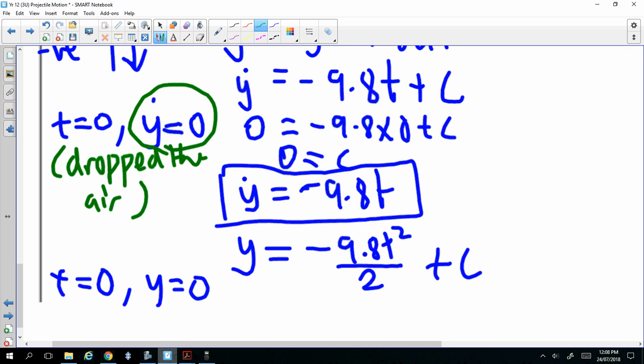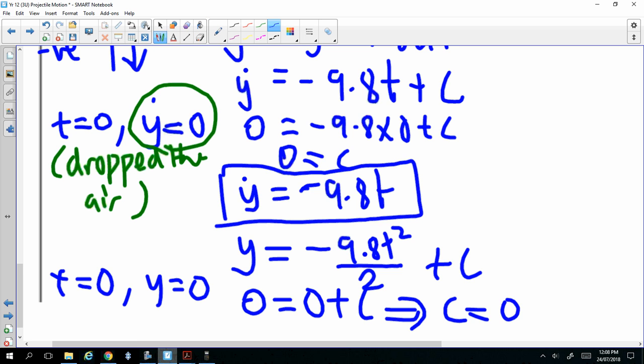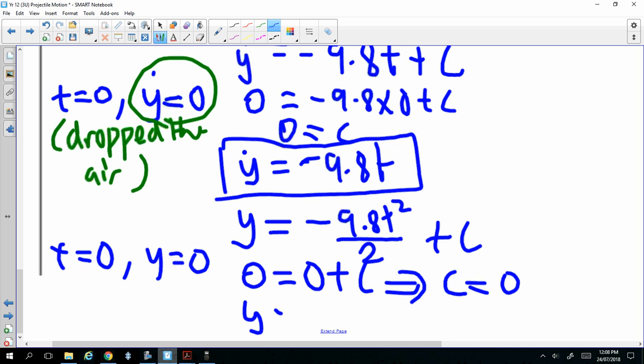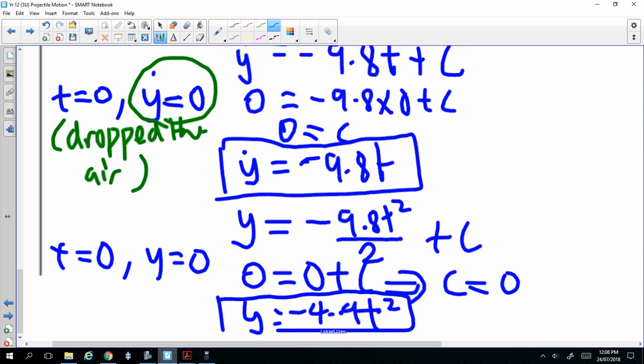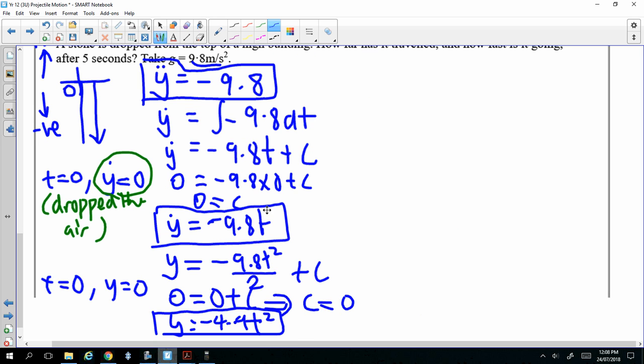Okay, and then we're going to find out the equation for y. We'll substitute 0 in there. That will be 0 equal to 0 plus c, so therefore c is 0. So therefore, y equals negative 4.9 t squared, because I divide 9.8 by 2. That's the equation for displacement. So you get 3 equations: one for acceleration, one for velocity, one for displacement.